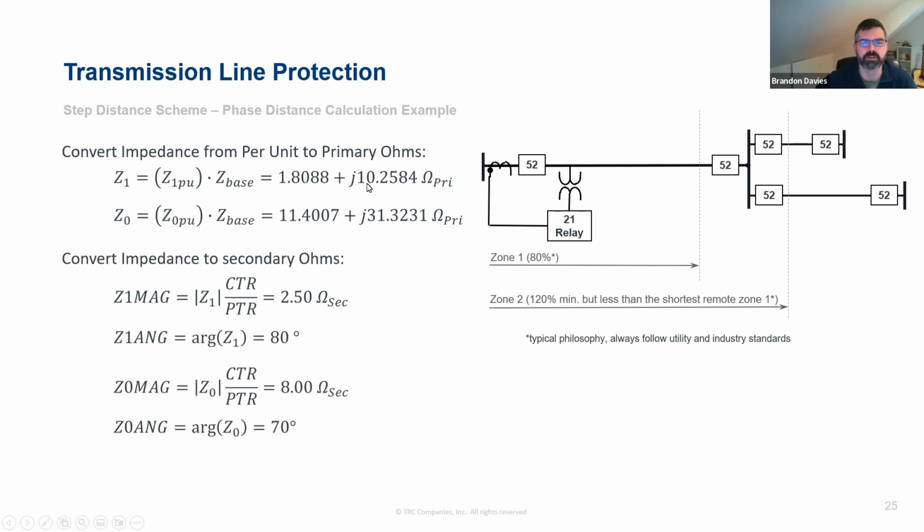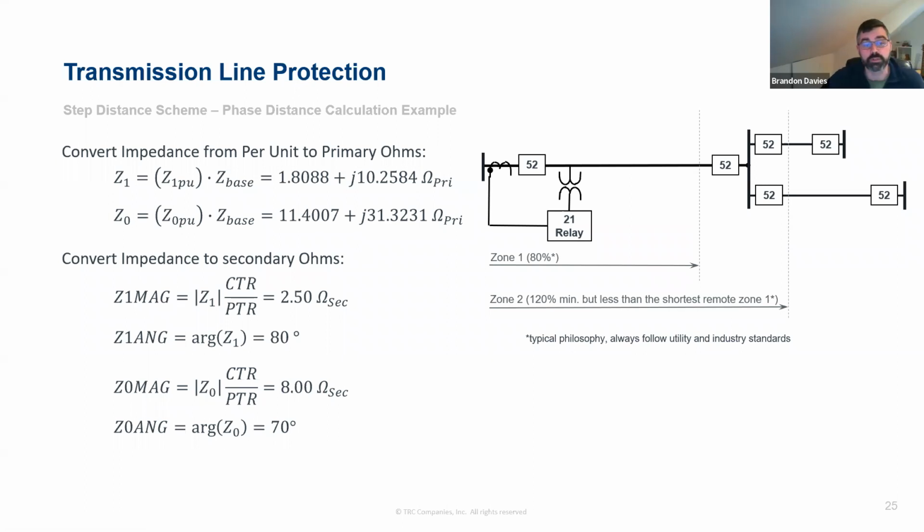Conveniently, all of our numbers that we started with ended up on nice round even numbers: 2.5 ohms secondary at 80 degrees for the positive sequence impedance, and 8 ohms secondary at 70 degrees for our zero sequence quantities.